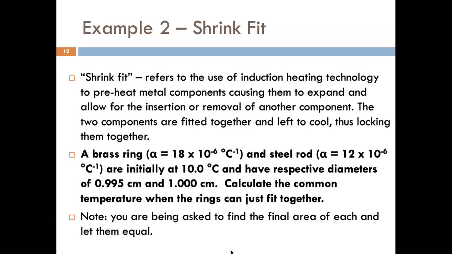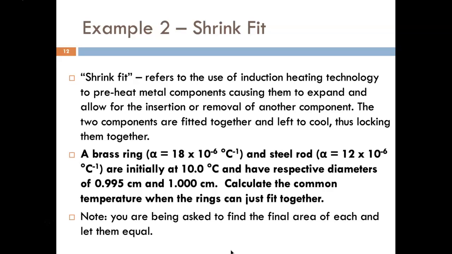You're being asked, if you have a brass ring and a steel rod at 10 degrees, and they have different diameters, calculate the temperature when the two can just fit together. For them to just fit together, that means the diameter of the ring is going to be the same as the diameter of the rod. So that's what you're asked to do.